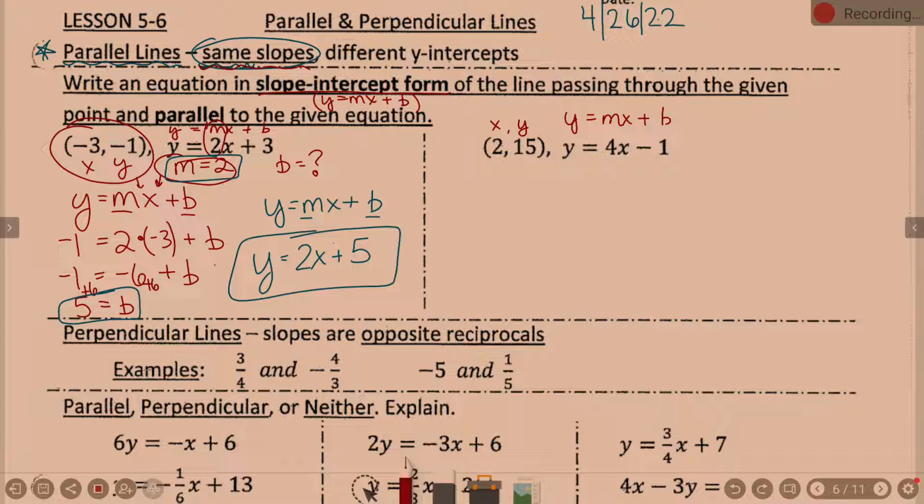So we have our point, and if it's parallel to this line, parallel lines have what kind of slope? Same slope. So what's the slope of y equals 4x minus 1? What letter represents slope? Slope is 4, yes, because the letter that represents slope is M. You guys got to know this by now, right?